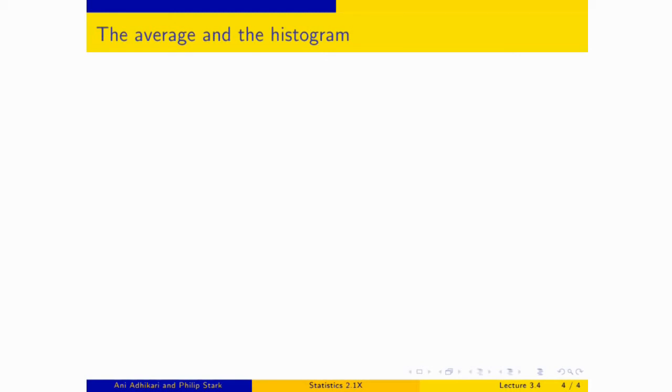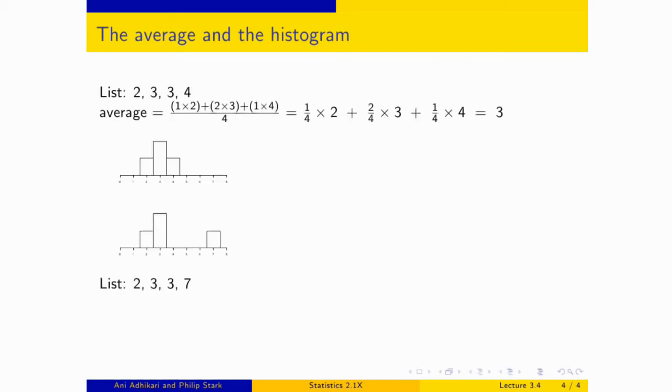And finally, what I'd like to do is look at the average and the histogram, because you know a great deal about the median and the histogram. You know that the median is the halfway point of the areas. You start adding up areas from the left-hand side and you stop when you hit 50%. So let's take a look at what the average does.